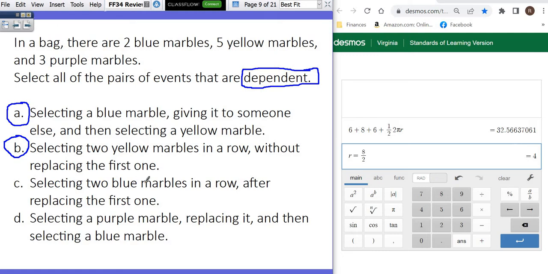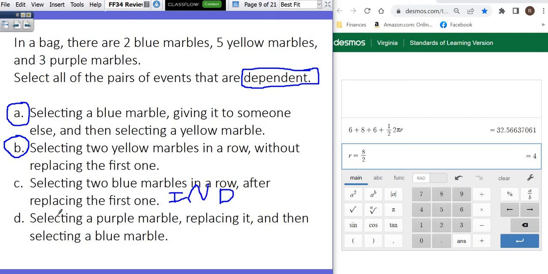C, selecting 2 blue marbles in a row after replacing the first one. So if you picked a blue marble, then you replaced it, it's going to be the same exact chance when you choose the second marble. So that is independent because the opportunity is going to be the same.